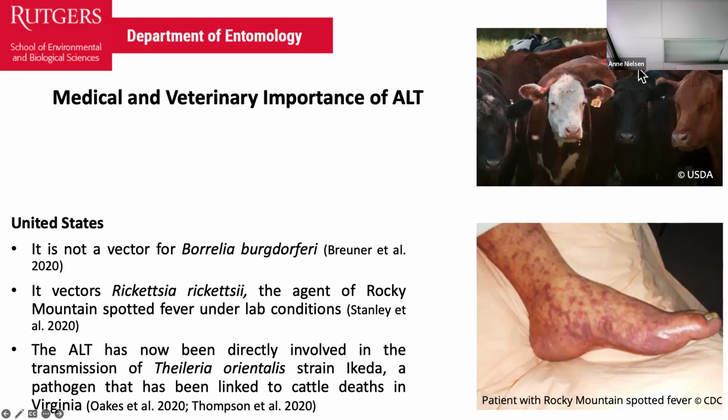But ALT is also an important cattle ectoparasite. It produces direct damage by decreasing the production of cattle, but it is also involved in the transmission of pathogens like Theileria orientalis. And this pathogen has been linked to cattle deaths in Virginia. So we know this tick has the potential in the United States to be involved in the death of cattle through the transmission of a parasite.